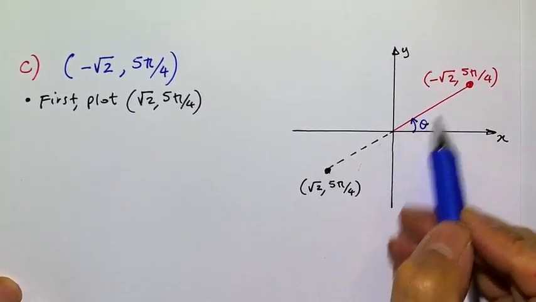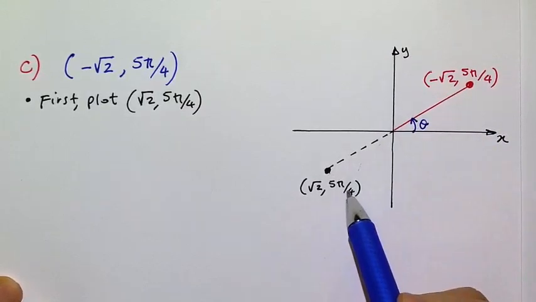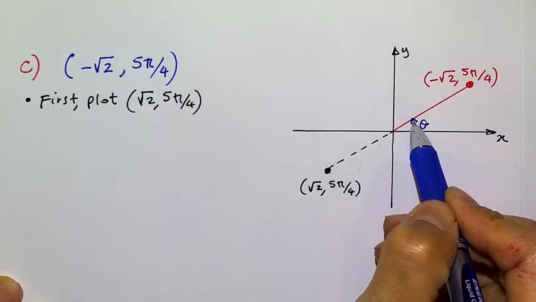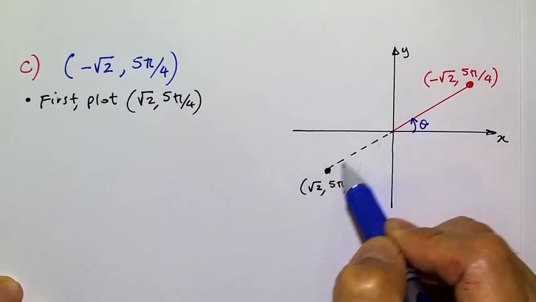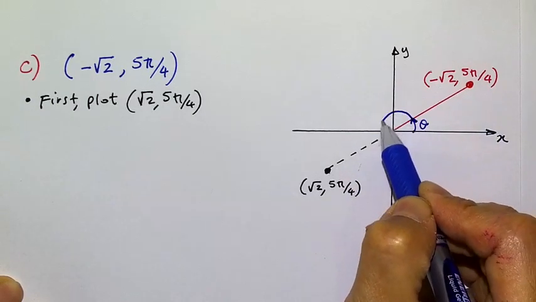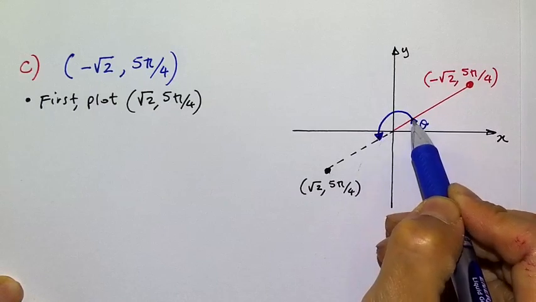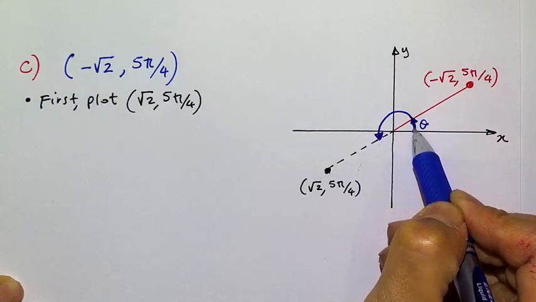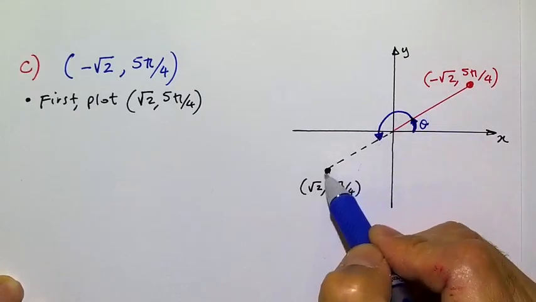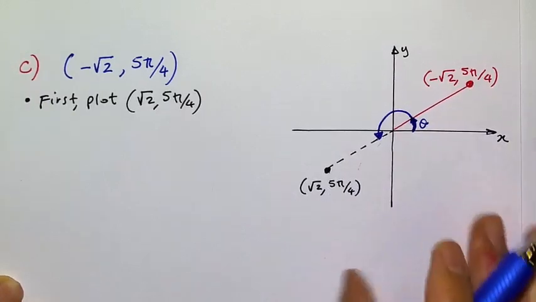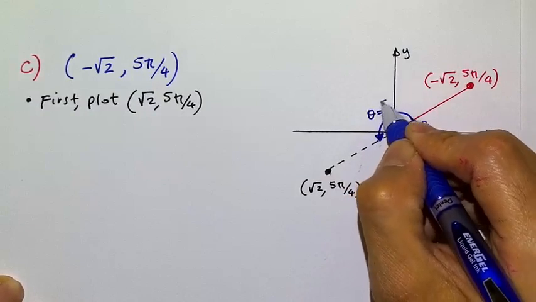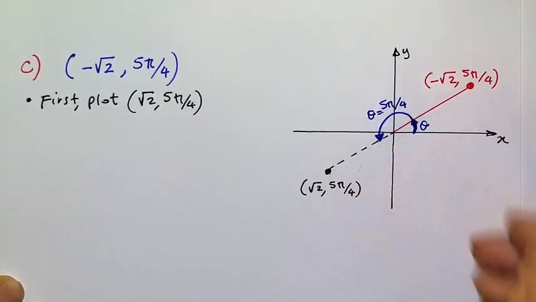Okay, but this is not equal to 5 pi over 4. 5 pi over 4 would be from here to that, and then of course because we have r negative, it tosses it back that way. So let me do that. It's better if I draw it here. So this is the angle, but then because of r being negative, we're not here, we're here. Okay, so this is theta equals 5 pi over 4.